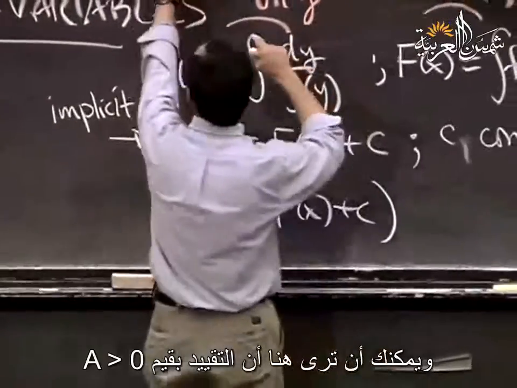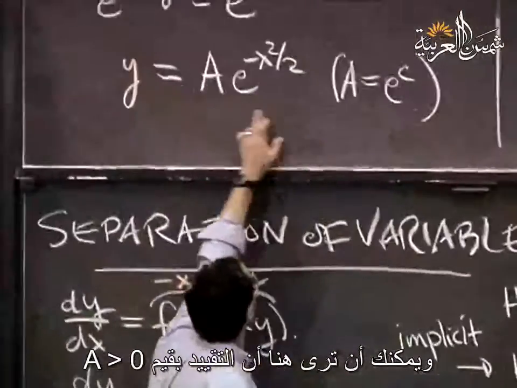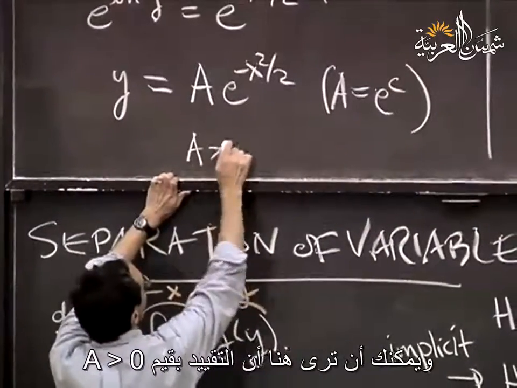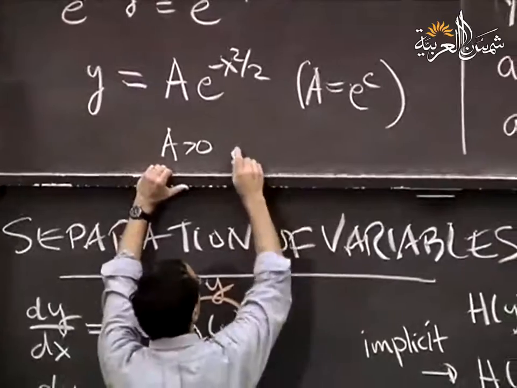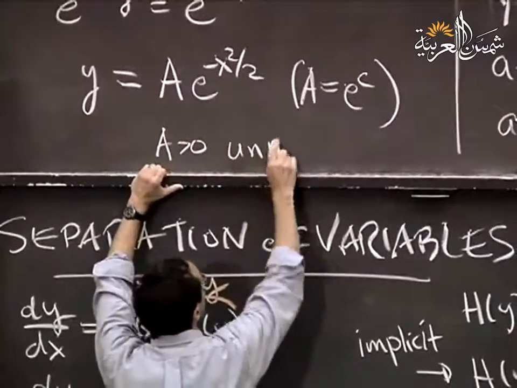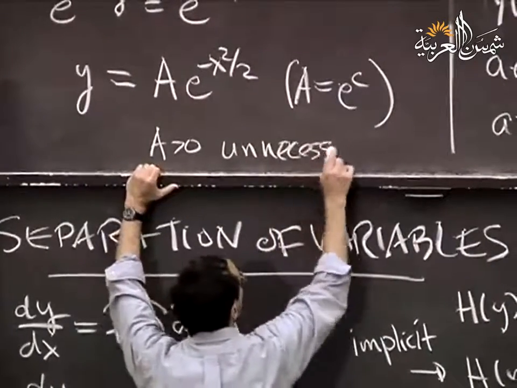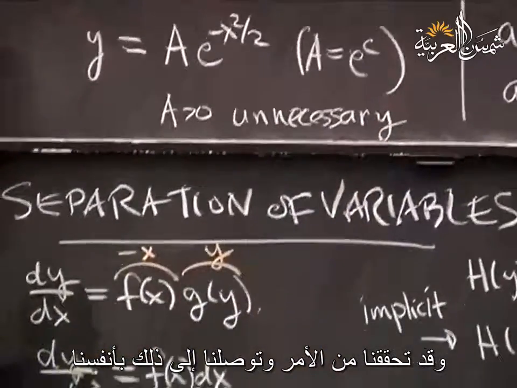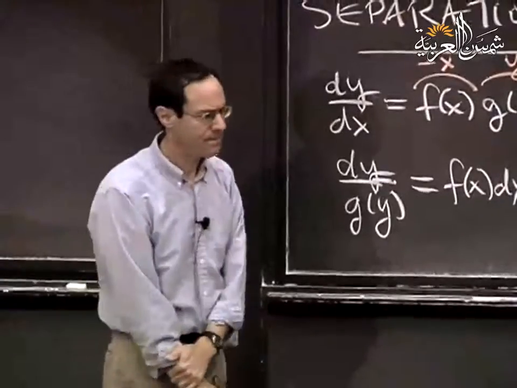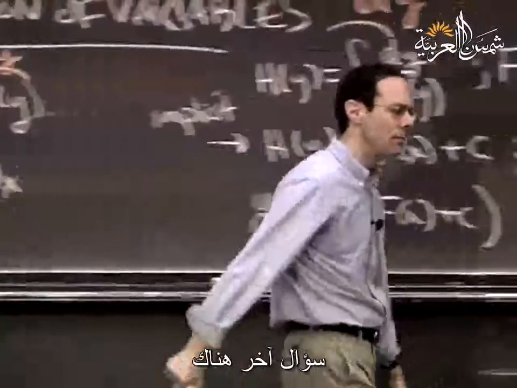This is very suggestive, right? The restriction a greater than 0 turns out to be superfluous, unnecessary. But that we only get by further thought and by checking. Another question over here.